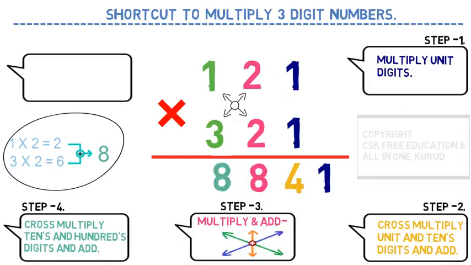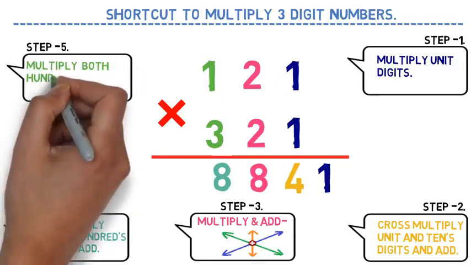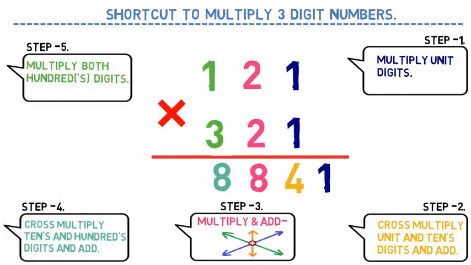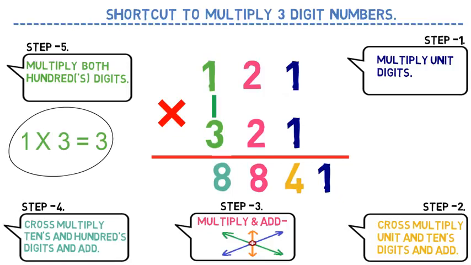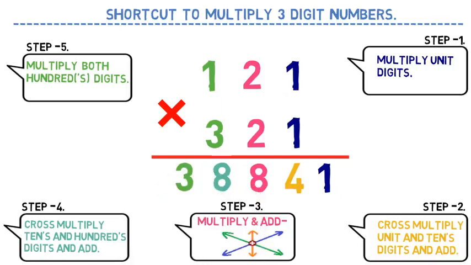The last and final step is the multiplication of the hundreds digit with the other hundreds digit. So we can simply multiply 1 and 3. 1 into 3 is 3. Let's write it down. That's it, my dear friends. Now this was very simple. Let's move on to another question which is a little more complex than this, which contains some carry.